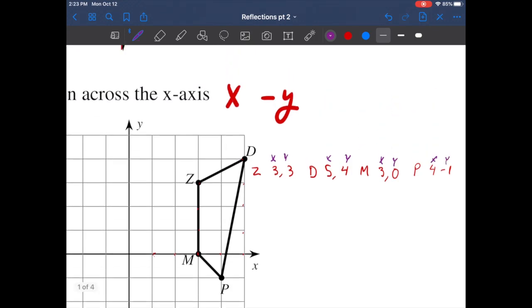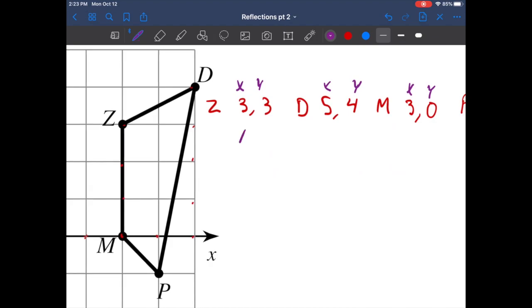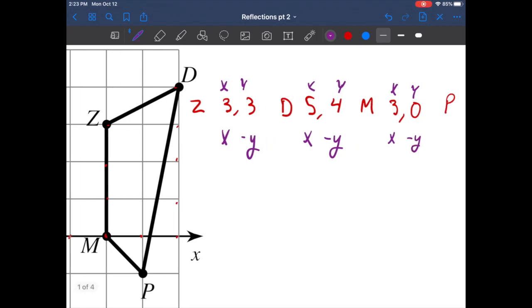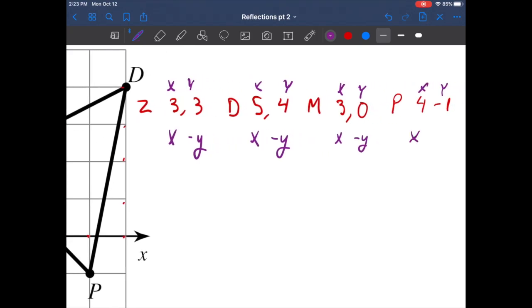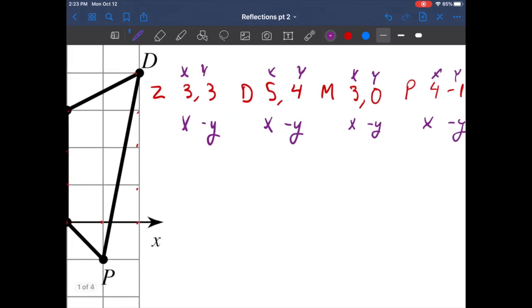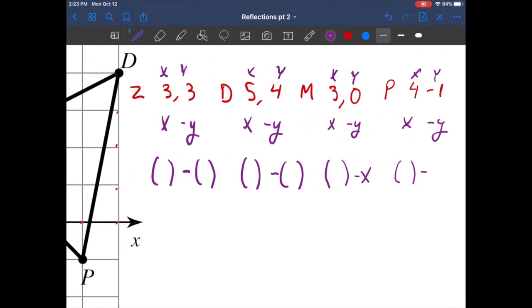All right, let's label our formula, which is x and negative y. And don't forget for our letters, we get parentheses and then the sign goes on the outside. So we have parentheses, sign on the outside, for each of our points. Now let's just plug in our numbers.